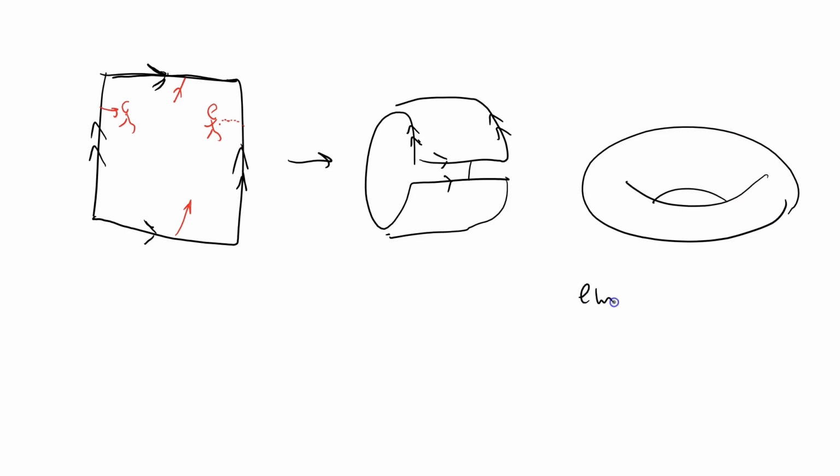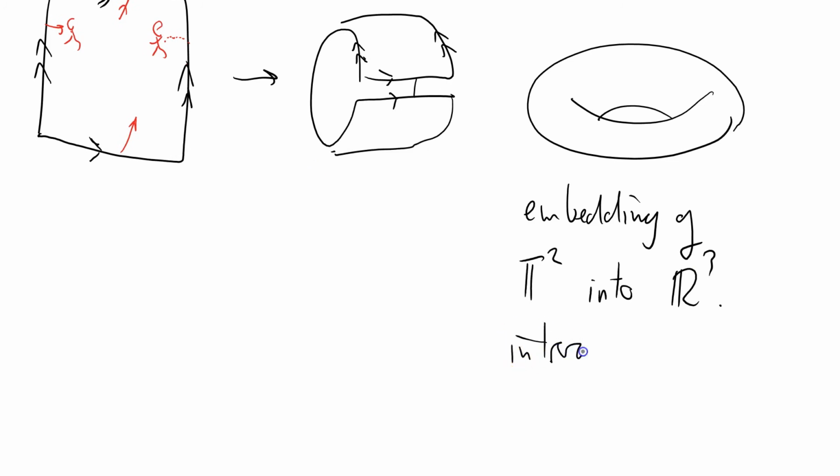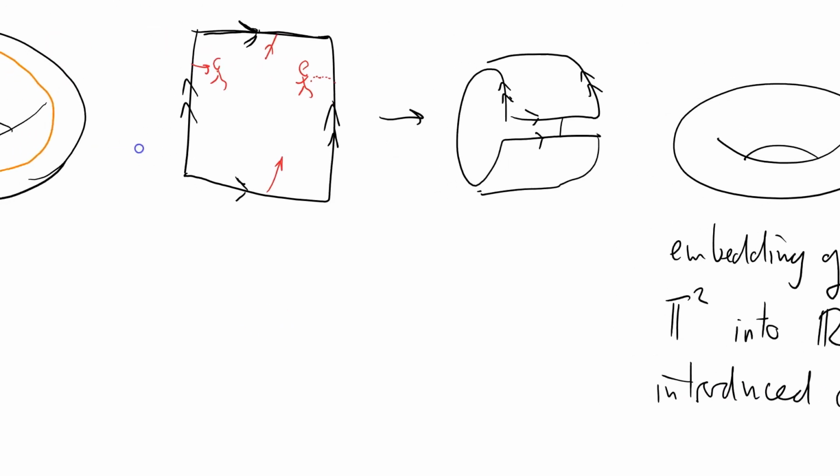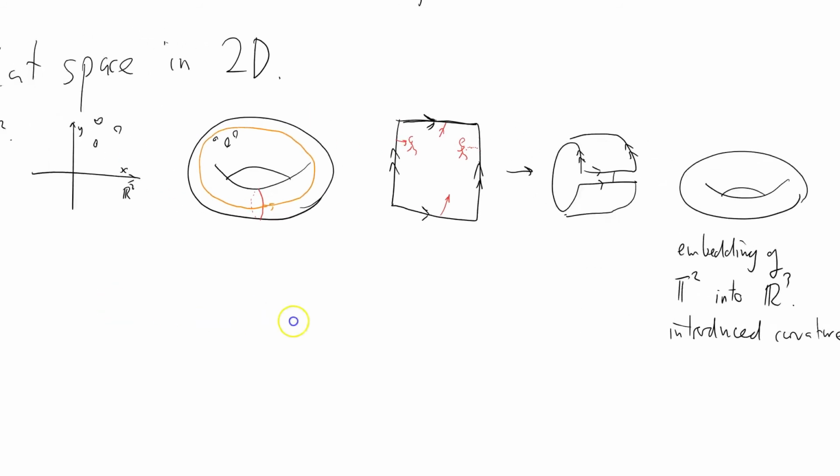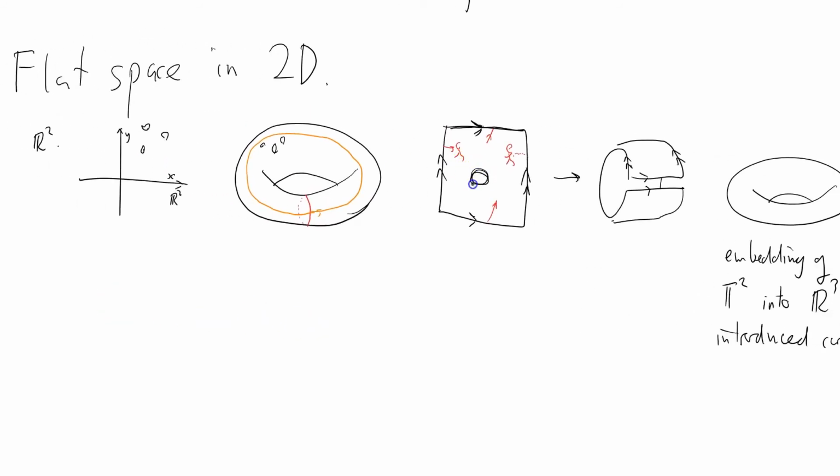So this is an embedding of the torus into 3-dimensional space, which has introduced curvature. But there is no sense in which the torus is associated with curvature, because if I think about the torus like this, with no requirement for me to embed my surface into 3-dimensional space, then the surface is flat.